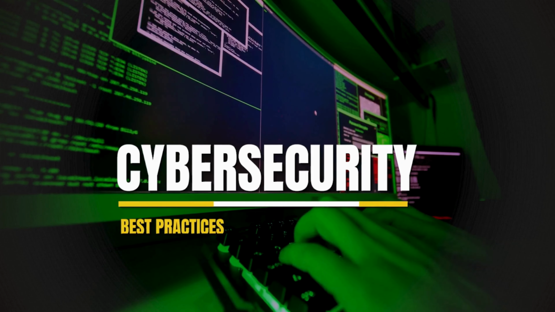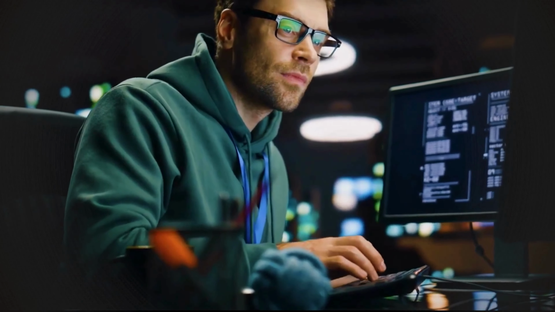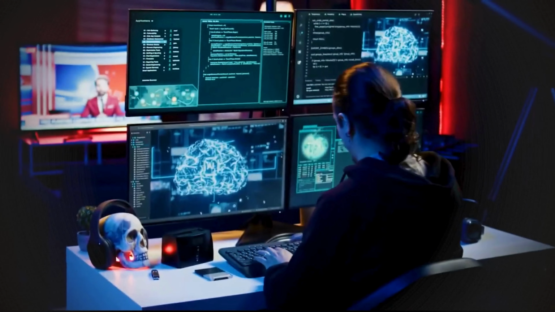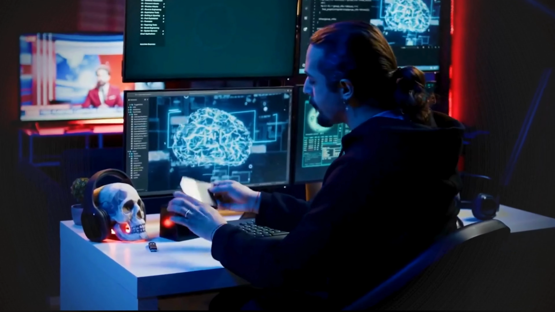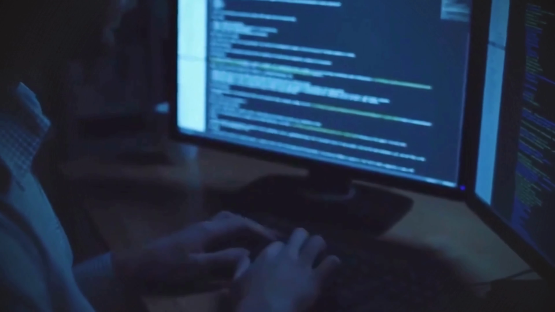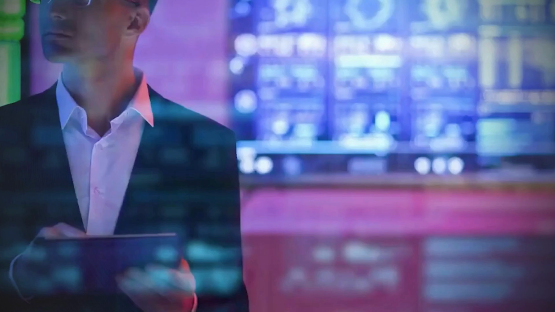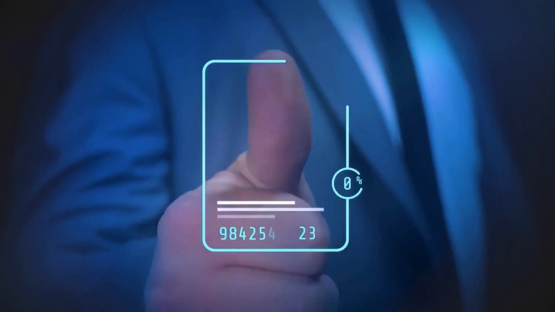Cybersecurity best practices. Cybersecurity best practices are essential for safeguarding digital systems and data from a variety of threats. Key practices include using strong, unique passwords for each account and implementing multi-factor authentication to add an extra layer of security. Regularly updating software and systems helps protect against vulnerabilities, while frequent data backups ensure recovery in case of a disaster or attack.